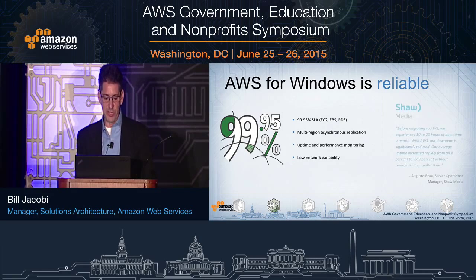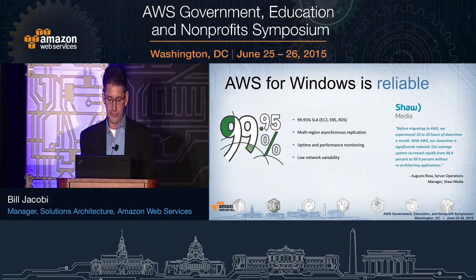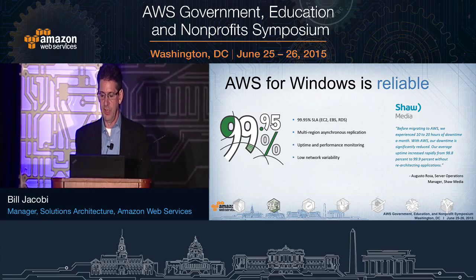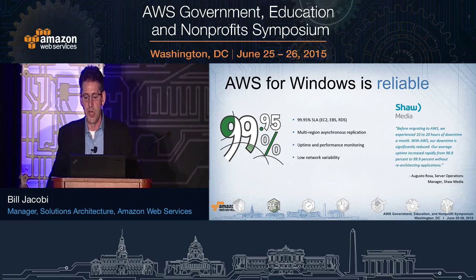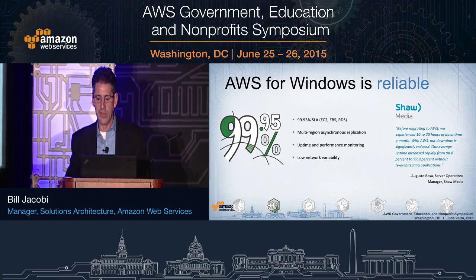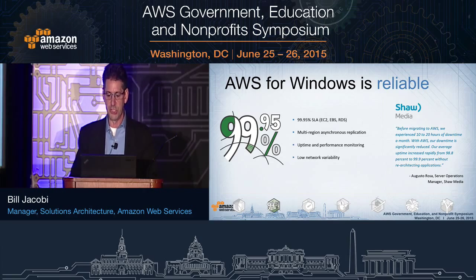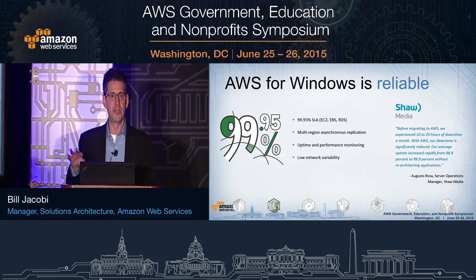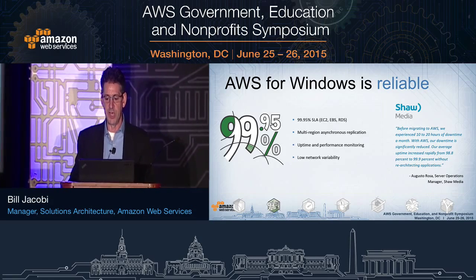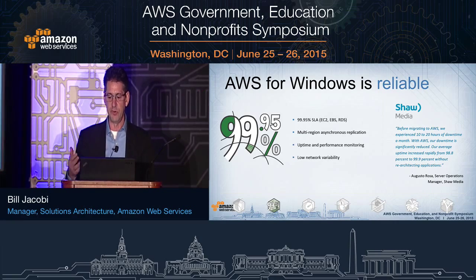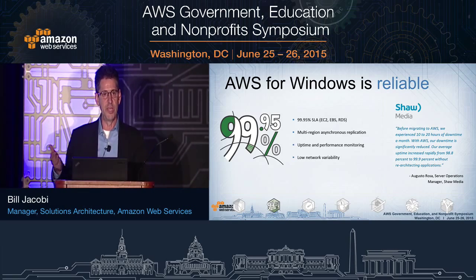Okay, so the second reason why people think about running Windows on AWS in the cloud is reliability. And again, to pick on a particular customer, Shaw Media said, before migrating to AWS, we experienced 10 to 20 hours of downtime per month. With Amazon, our downtime is significantly reduced. Our average uptime increased from 98.8% to 99.9% without re-architecting applications. Part of what's behind the statement by Shaw is that we have 99.95% SLAs across our major services. We have other additional SLAs that I'm not listing on this slide, but 99.95% for Elastic Compute Cloud, which is compute, EBS Elastic Block Storage, volume storage, RDS Relational Database Service.